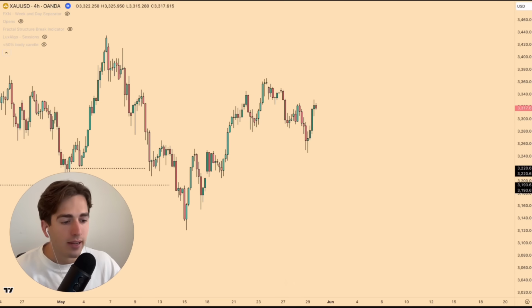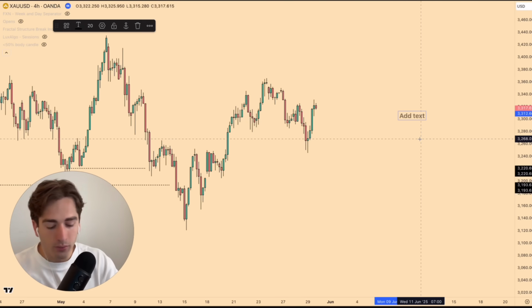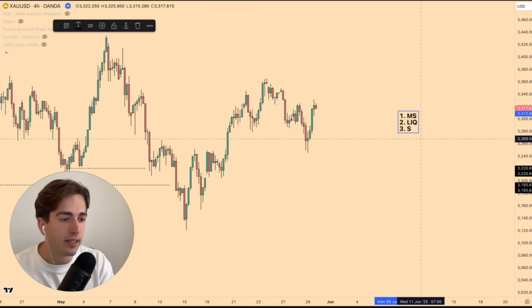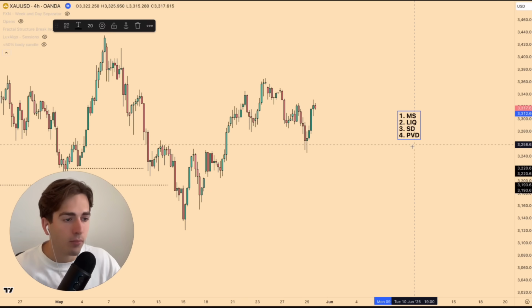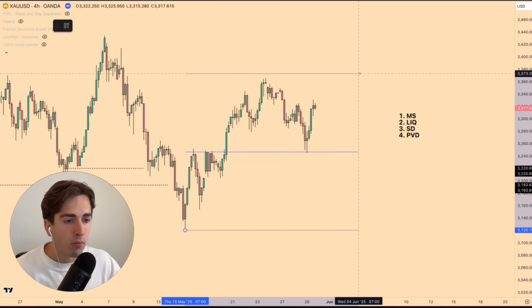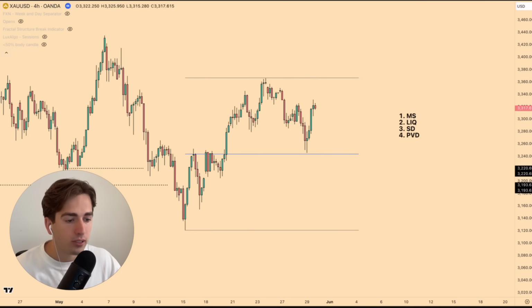Okay, so again, using the exact same confluences, I'm going to write them down for you here. We have market structure, we have liquidity, we have SD, also known as supply and demand, and we have the PVD. So I'm going to go over them one by one again. Market structure wise, we are bullish. You can see that the market pretty much retraces exactly into the 0.5 fib. So I'm happy to look for a long position.